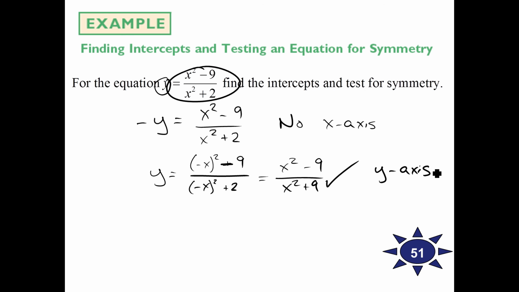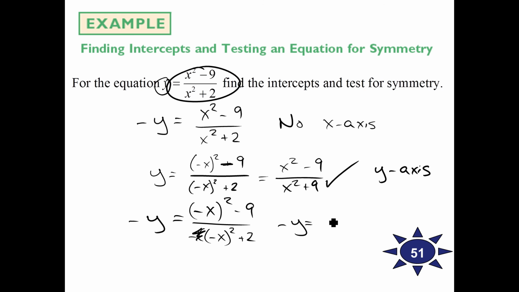And so on this one, we would not have origin symmetry, because origin symmetry would have to say -y equals -x squared minus 9 over -x squared plus 2. And so that's going to say -y, does that equal x squared minus 9 over x squared plus 2? Is that what we started with? No, it is not. Okay, so no origin symmetry. And there you go. We've got our 3 tests. So after doing that, let's try problem 51.